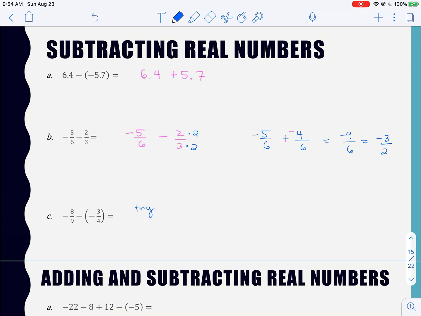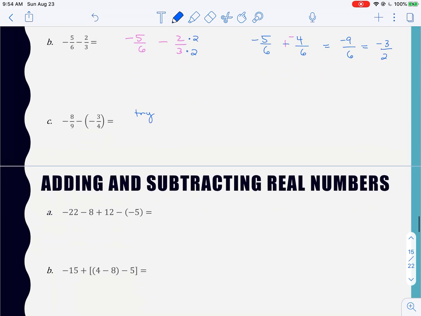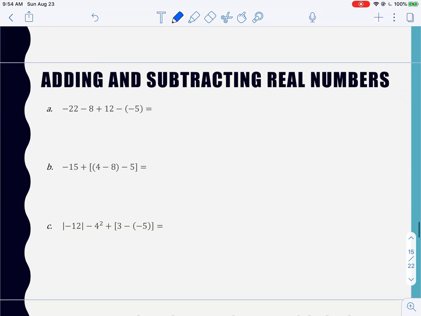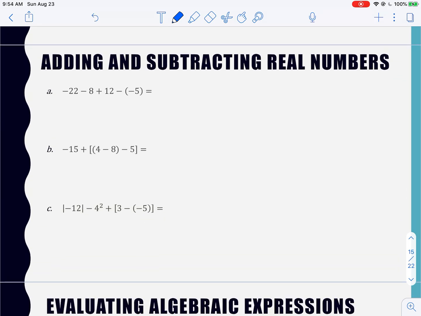So you guys go ahead and try C. So if we're going to combine adding and subtracting, we've got to follow the order of operations. So on the first one, all you have is subtraction and addition. So we're going to start on the left and work all the way over because addition and subtraction are both step 4 in the order of operations. So we're just going to go from left to right.